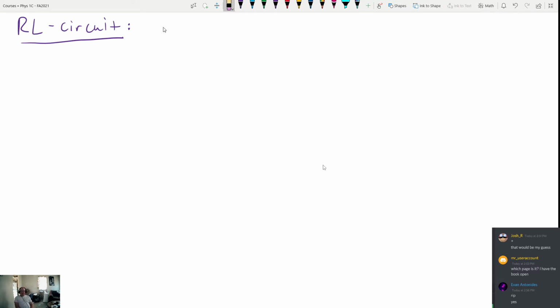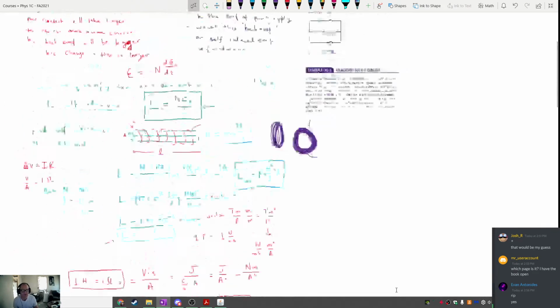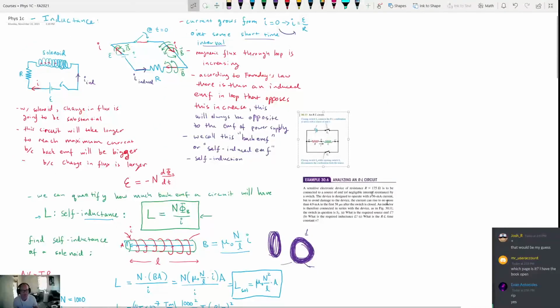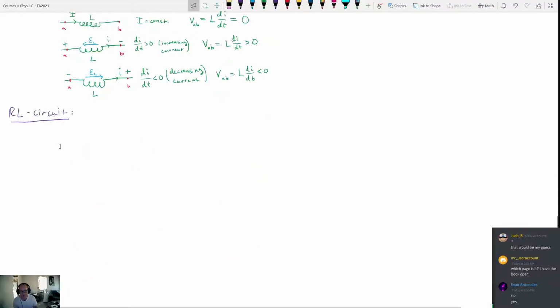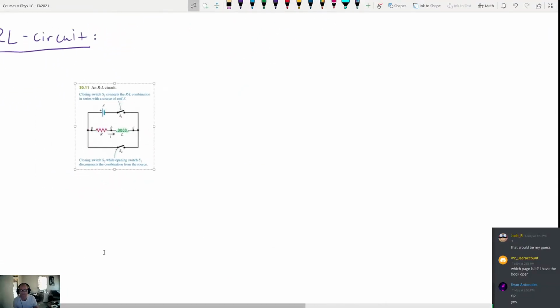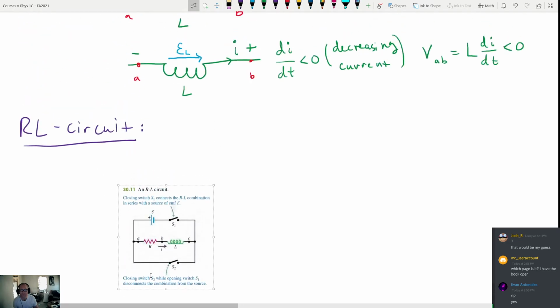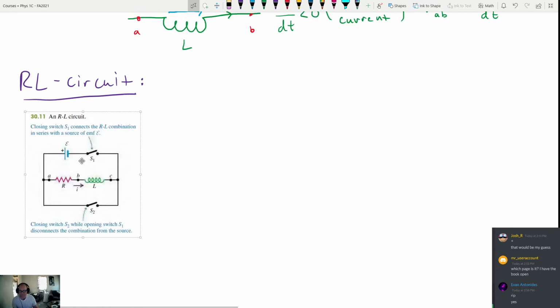Okay, we now want to talk about an RL circuit. I think I copied the picture from the book for this one. Let me see. Did I? I did. So here is our RL circuit. It's very similar to the circuit we were just looking at on the FET diagram. Okay, so let's look at the circuit.